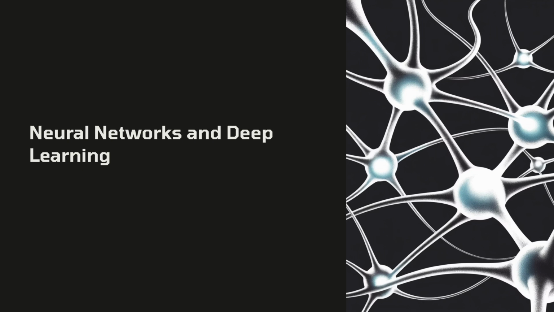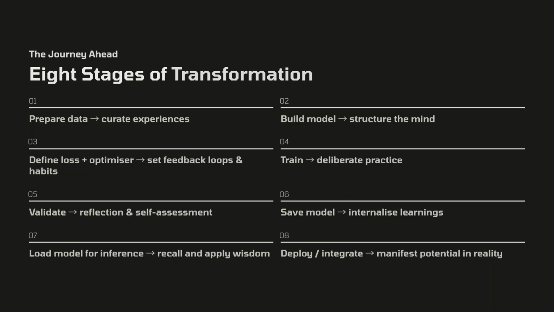These are the stages we can expect in our new journey. 1. Prepare data, curate experiences. 2. Build model, structure the mind. 3. Define loss plus optimizer, set feedback loops and habits. 4. Train, deliberate practice. 5. Validate, reflection and self-assessment.